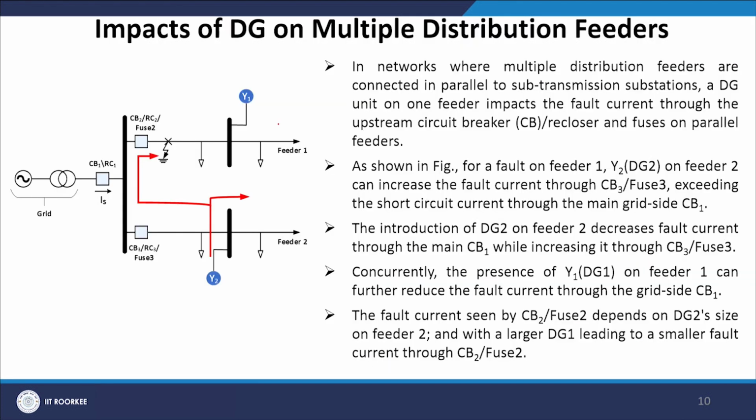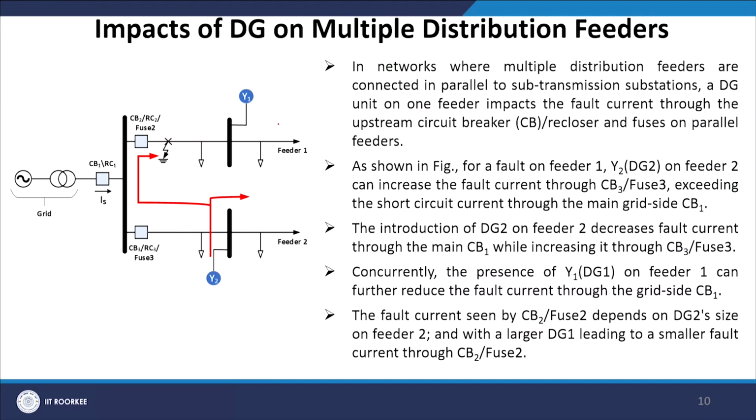Now, we'll also focus on how the DG impacts multiple distribution feeders. We have multiple feeders, that is feeder number 1 and feeder number 2, with a generator Y1 and a generator Y2. In a network where multiple distribution feeders are connected in parallel to sub-transmission substations, a DG unit on one feeder impacts the fault current through the upstream circuit breaker CB and fuses on parallel feeders.